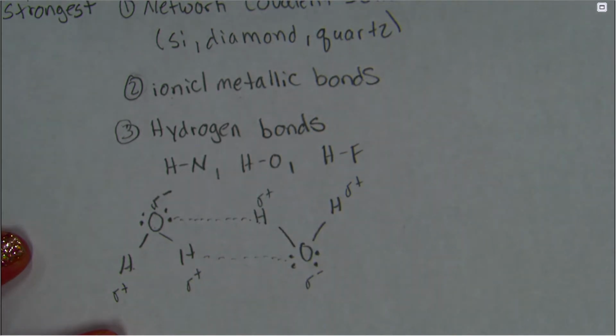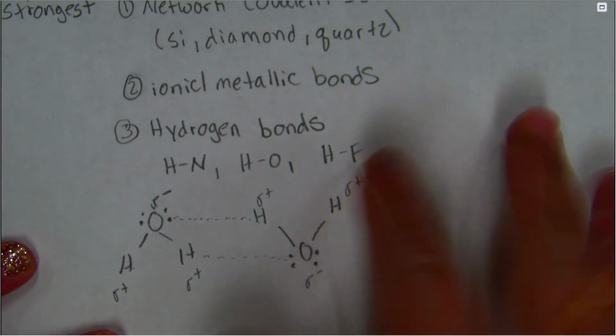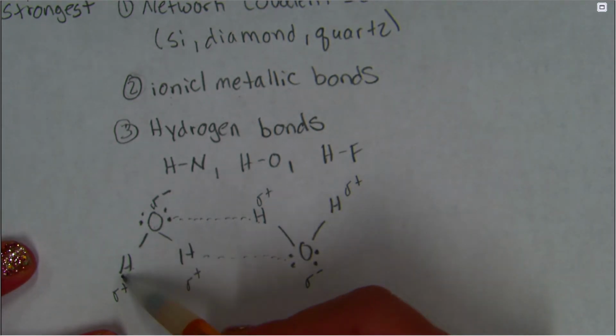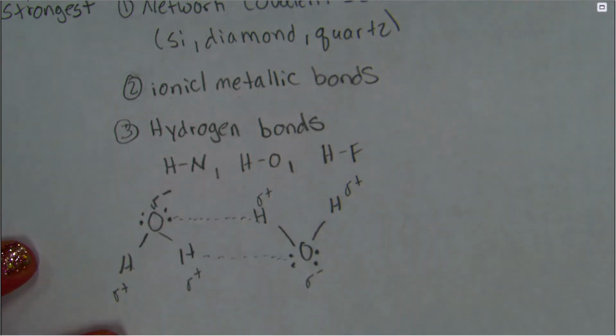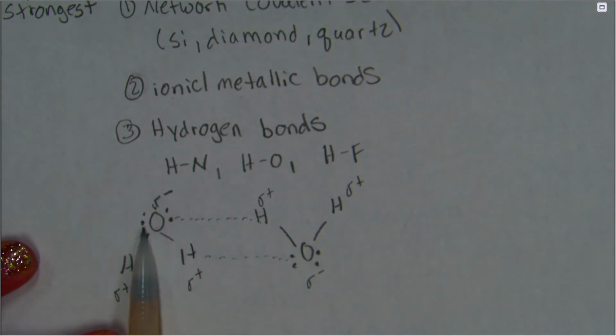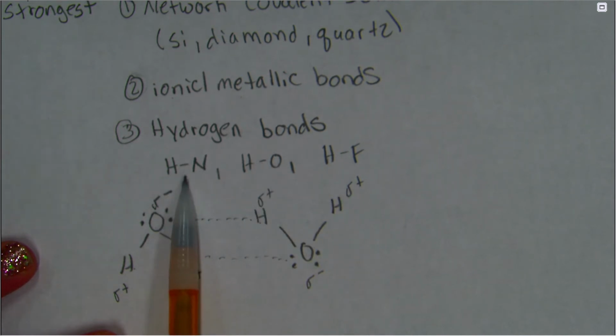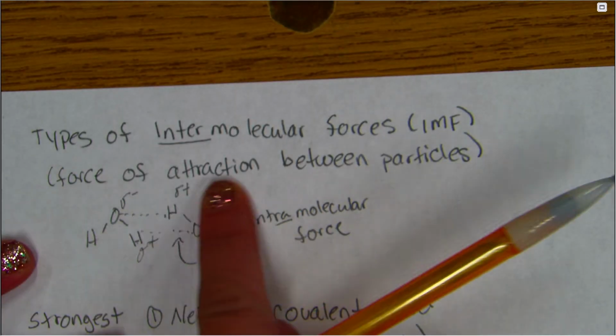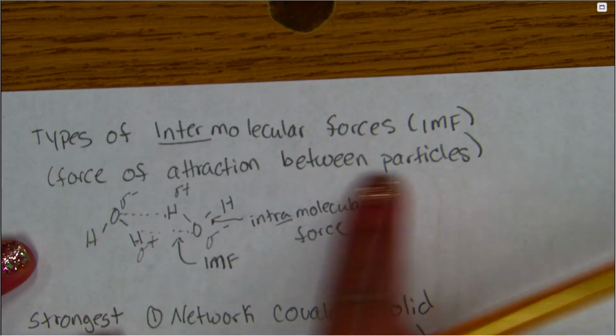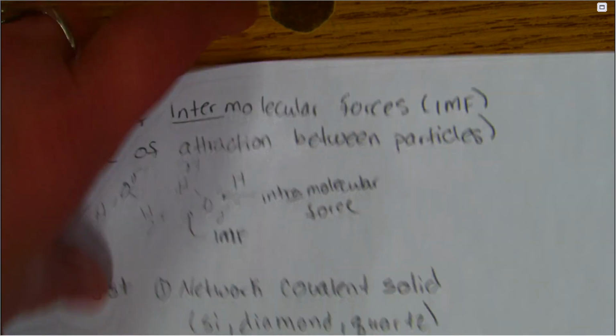So be careful because students tend to get this confused. They see this particular bond and they say, oh, hydrogen bond. That's not the case. Water has the ability to form a hydrogen bond with another molecule of water. All right, and the same thing with our HN and our HF. These are attractions between two molecules because intermolecular forces are a force of attraction between particles, not within.